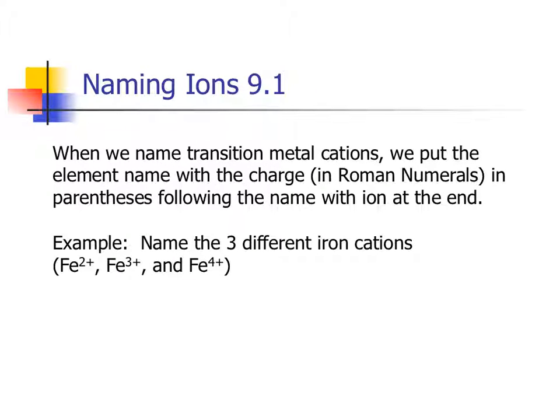So when we name transition metals, we put the element name with the charge in Roman numerals, in parentheses following the name. And then we just add ion at the end. Now I'm going to do an example of an iron ion that might not happen in nature, but it can help you understand the system and the rules that you have to follow. So for the first one, we'll look at iron 2. Second one we'll do is iron 3. And the fourth one we do is iron 4.